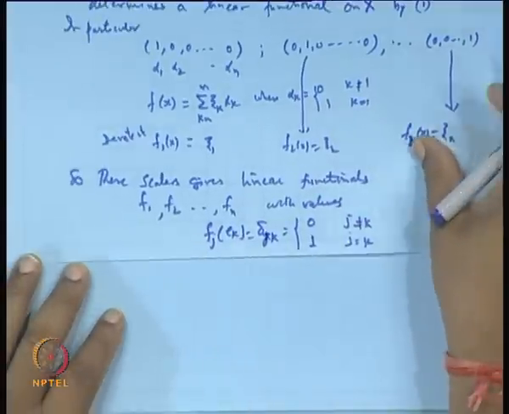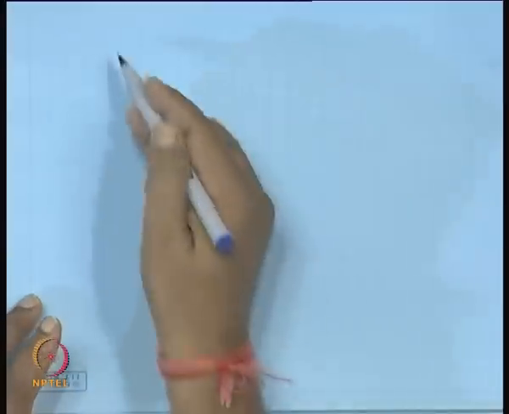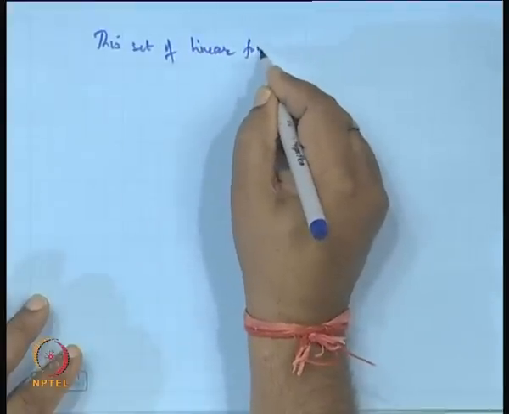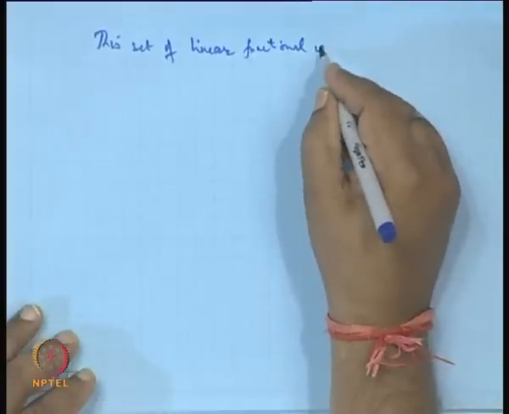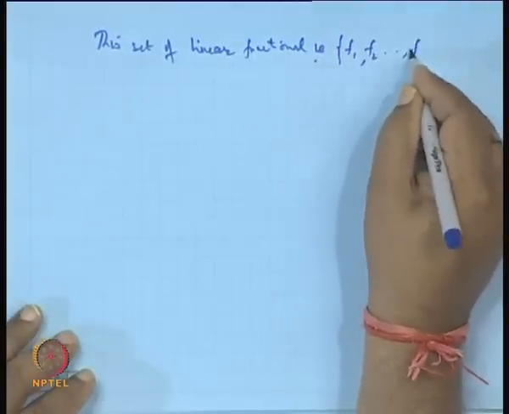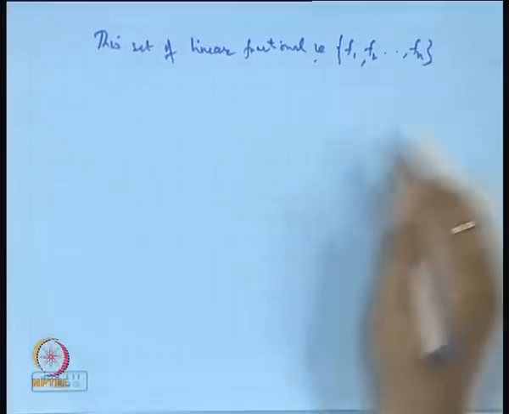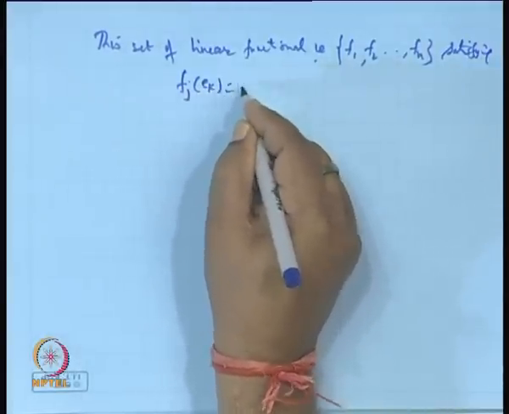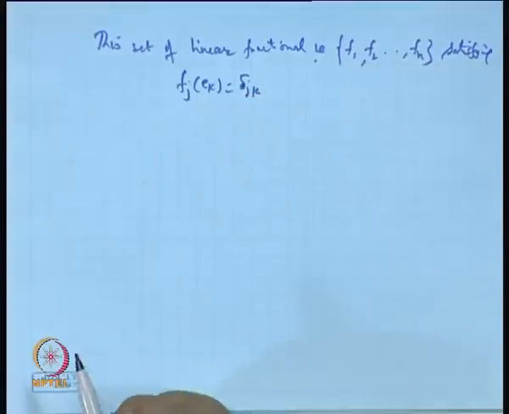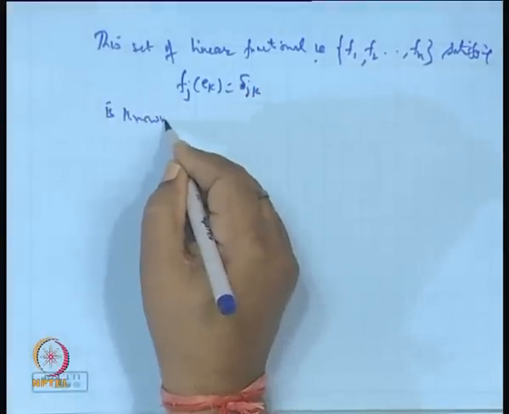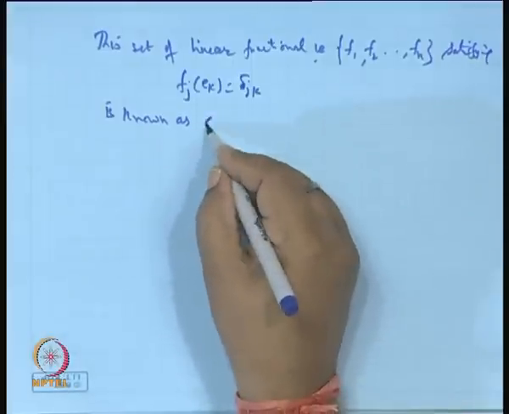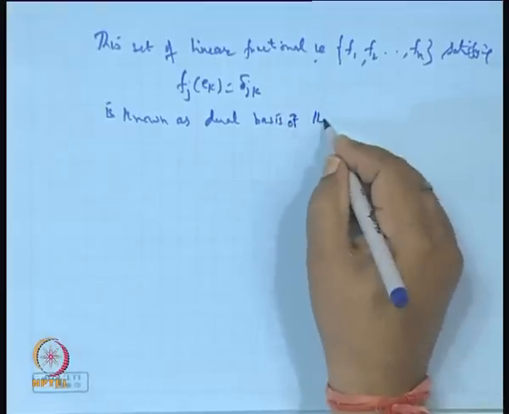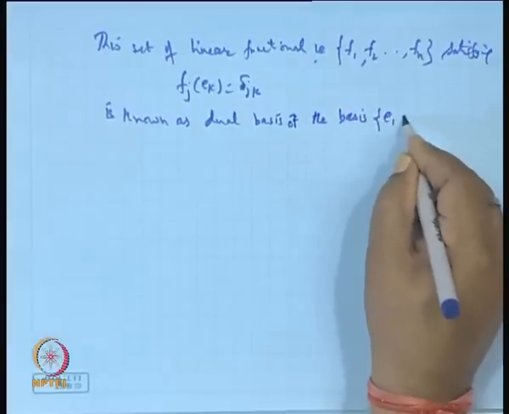Okay. Now, this set of linear functionals, that is, this set f1, f2, ..., fn, satisfying the condition f j of E k equals the canonical delta j k, is known as the dual basis of the basis E1, E2, ..., En.